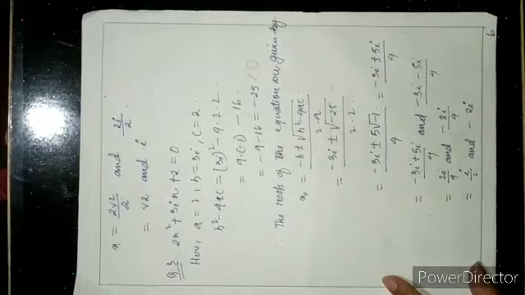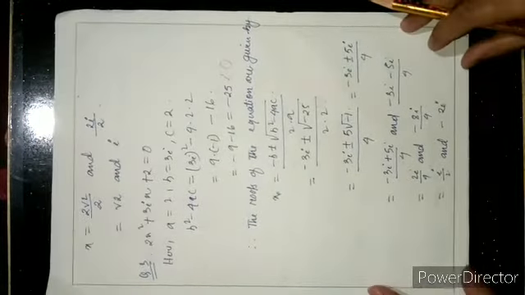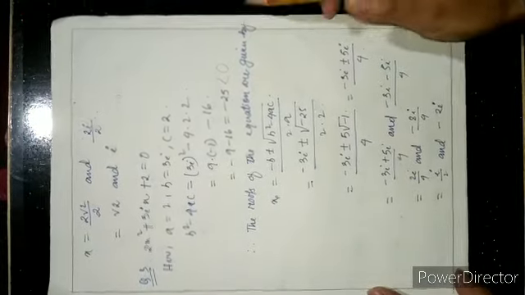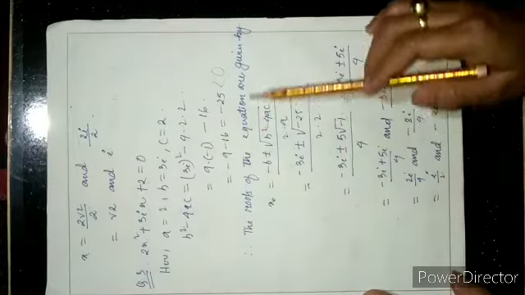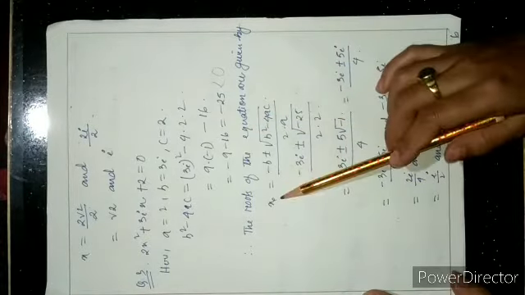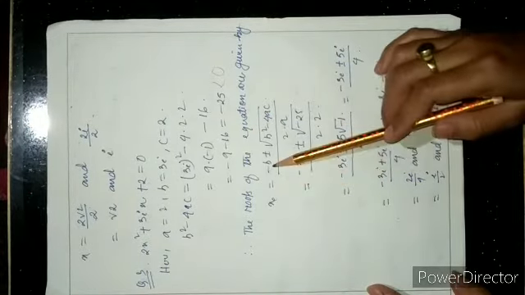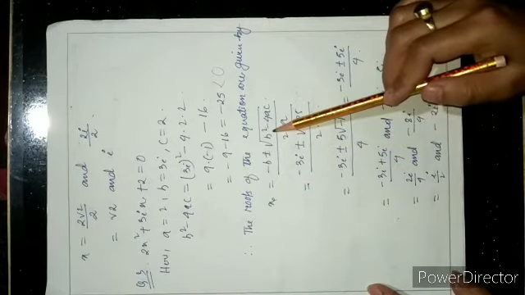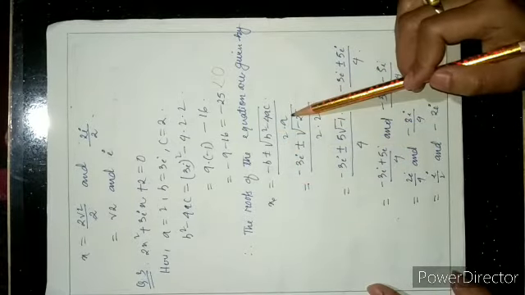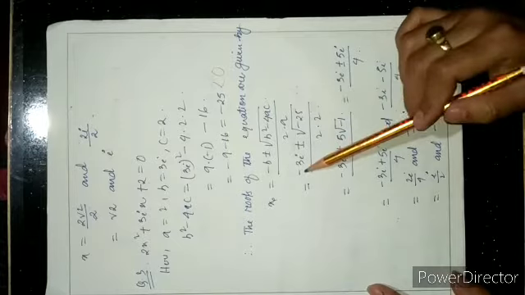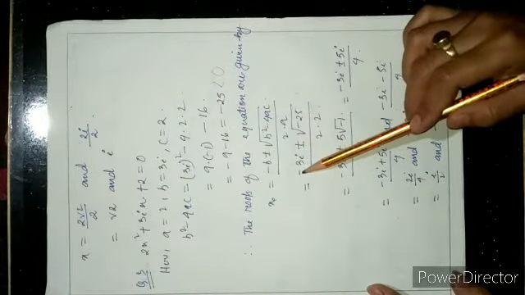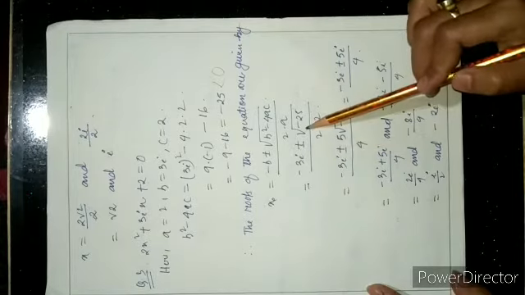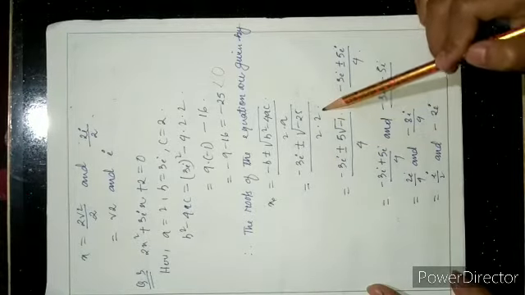Since minus 25 is less than 0, the roots of the quadratic equation are not real numbers. It must be complex numbers. And we can find the roots of the quadratic equation by using this formula: x is equal to minus b plus minus root over b square minus 4ac divided by 2 times a. The value of b is 3i. Then we write minus 3i plus minus root over minus 25 by 2 into 2.